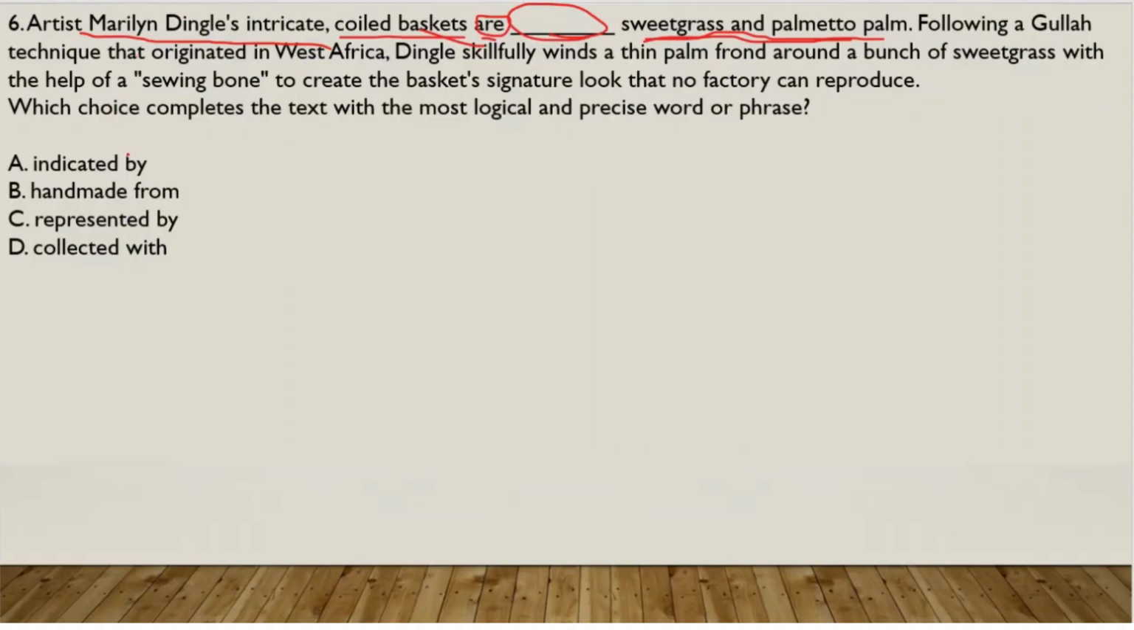So basically we need a principal verb, and since there is an object, we can see there is a punctuation here too. So we need another punctuation for this one to answer. So let's see what options we have been given. It says indicated by. Coil baskets are indicated by sweetgrass, which can never really happen. So it is wrong.